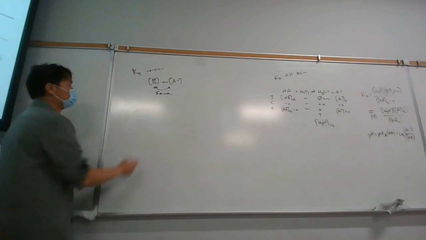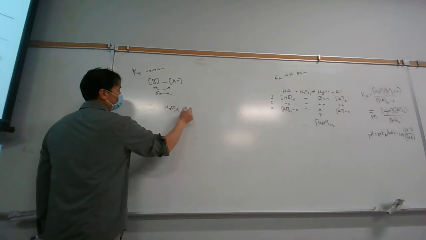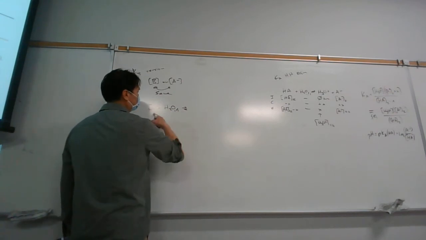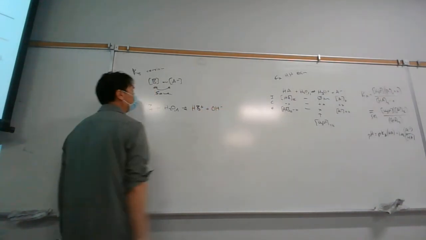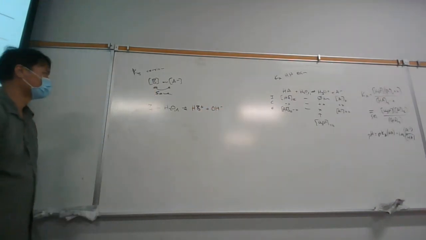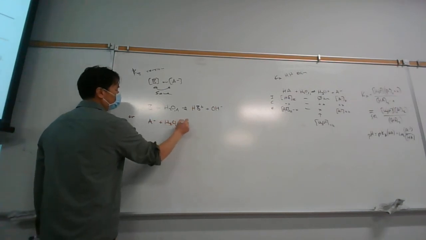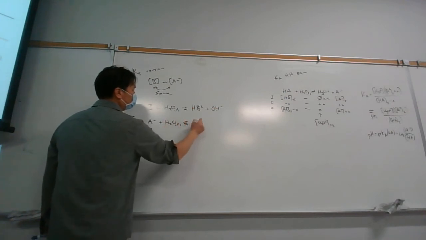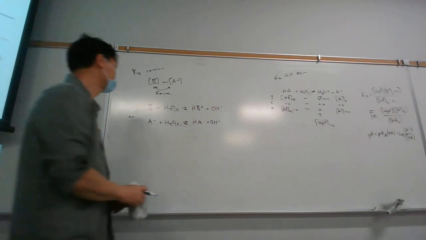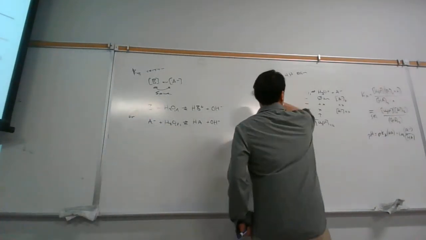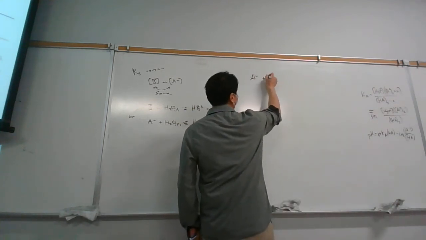So normally when people do the Kb version, they say base plus water gives us HB plus OH minus, like that. Or A minus plus water gives us HA plus OH minus. These are two ways of representing those, and so I'll just use the second way, just as parallel.